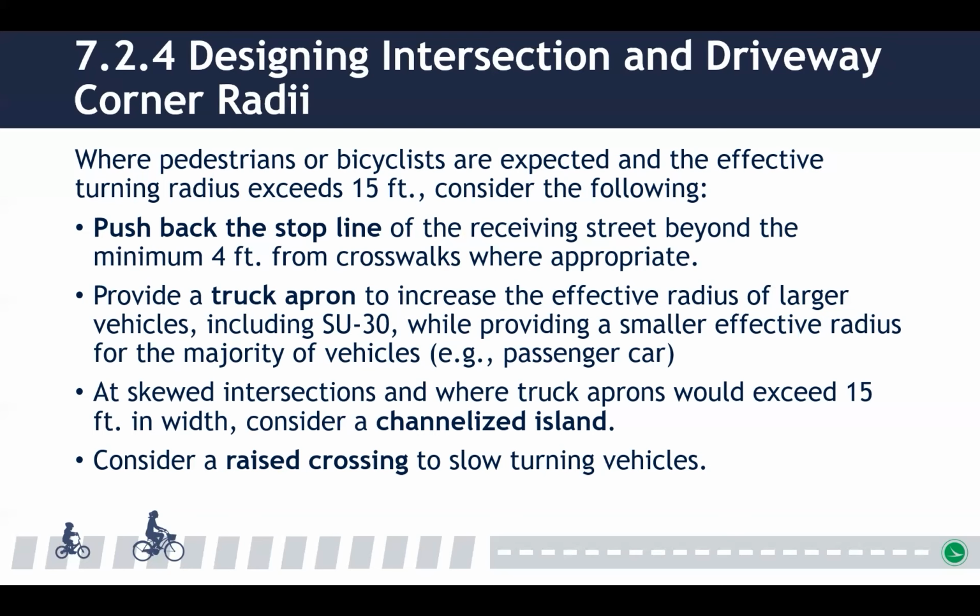the intersection check vehicle, the majority of vehicles, for example, passenger cars, will be able to turn at higher than desired speeds. To mitigate this, consider the following: adjust the stop bar, provide a truck apron, consider a channelized island for skewed intersections, or provide a raised crossing. These treatments are discussed in the following sections, which we will review in the next couple of slides.